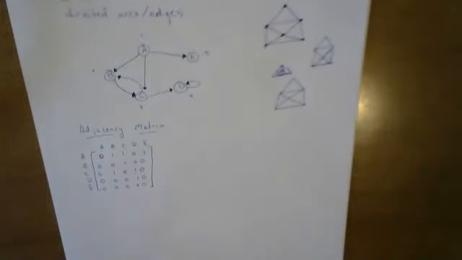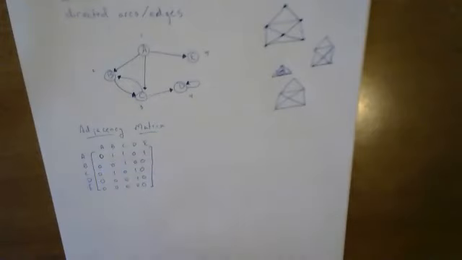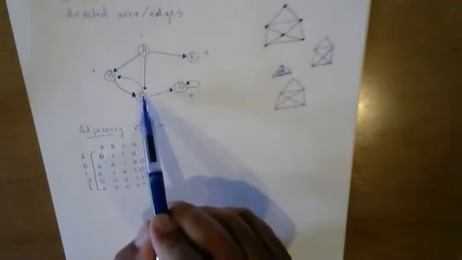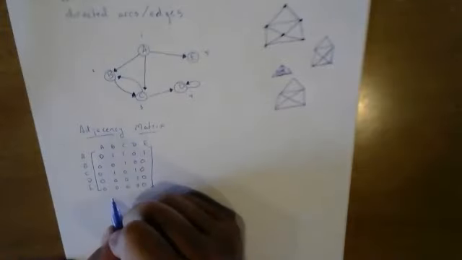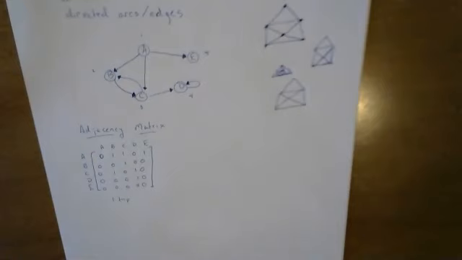Well, what if I said, if I start at A, can I get to B? The answer is yes. But is that the only way to get to B? Well, the answer is no, because A can go to C and then go to B. So this is telling me one trip to get there. What if I'd like to know, are there ways of length 2 to get somewhere?